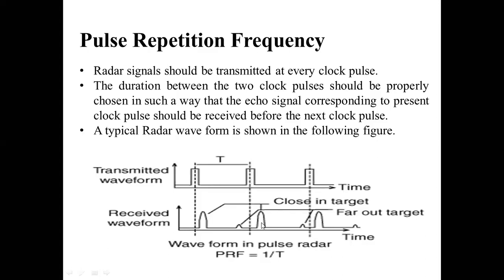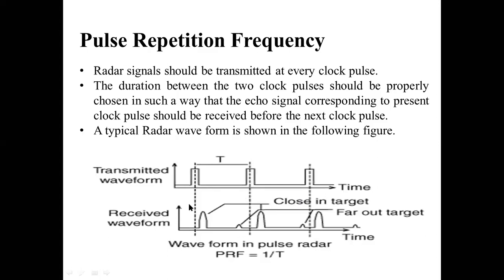If the amplitude of the received waveform is high, that is related to the second pulse echo signal, which means the target is nearer to the radar system. Suppose the amplitude of the received echo signal is very low. That means it is related to the first transmitted pulse, which means the target is very far away from the radar system.